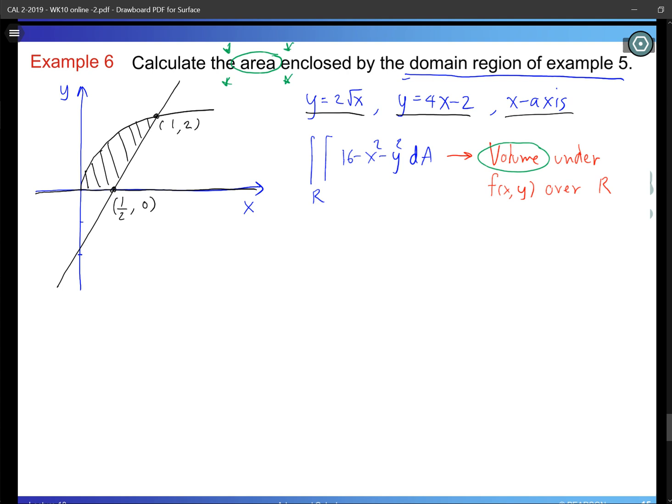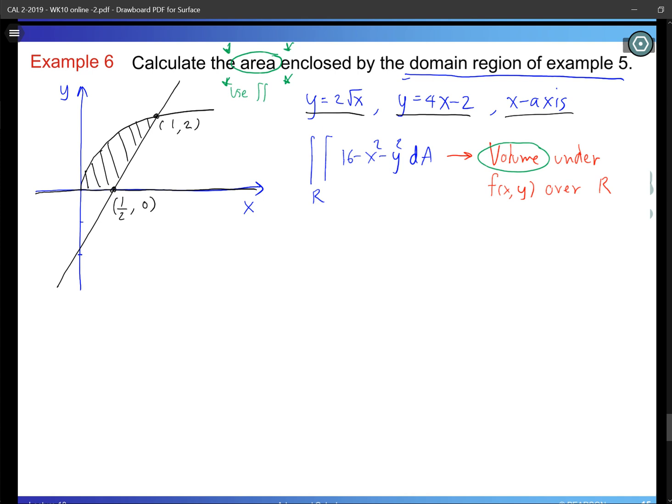And now we learn in Cal 2, why are we talking about the area here? It turns out that area can be calculated by both single integration and also by double integration. So in this example, we are going to find a way to use double integration to find the area. So how is that going to be possible? Let's take a look here.